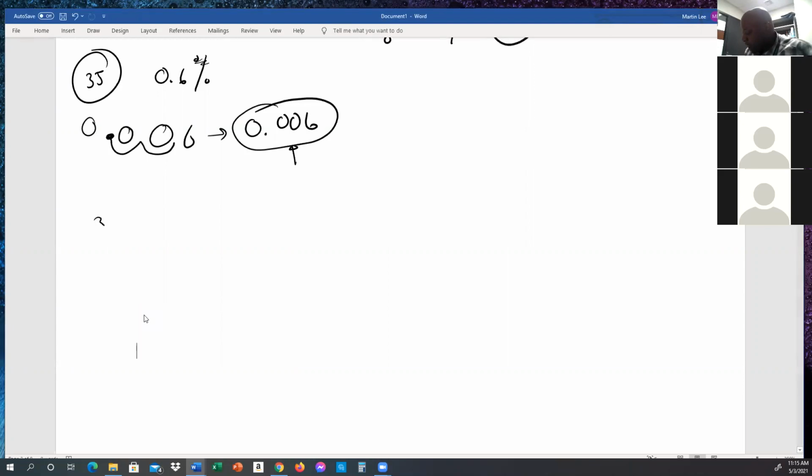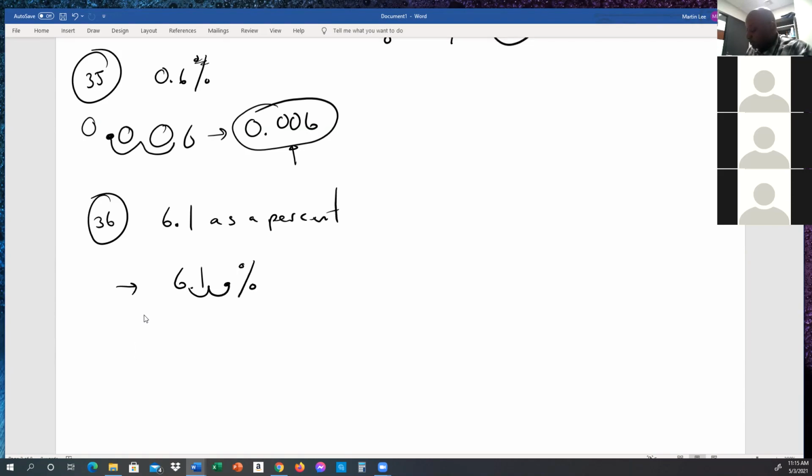Okay, for number 36, you want to write 6.1 as a percent. So we take the 6.1. We want to move our decimal 2 places to the right. 1, 2. Here's our decimal. Add your percent, and then insert a 0. So this will give you 610% for number 36.